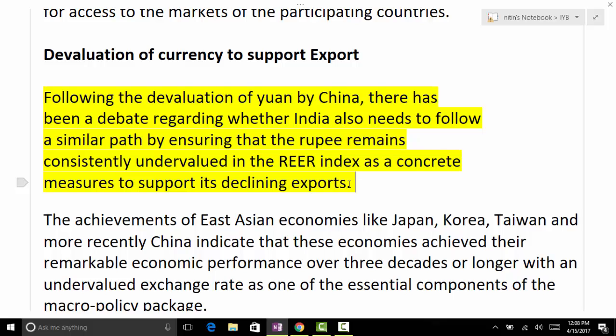Yes, even after Chinese devaluation, there was competitive devaluation in the market, with Australia and certain East Asian economies following suit. So what is competitive devaluation? Once one economy does it, another economy follows the same thing just to protect their interest.